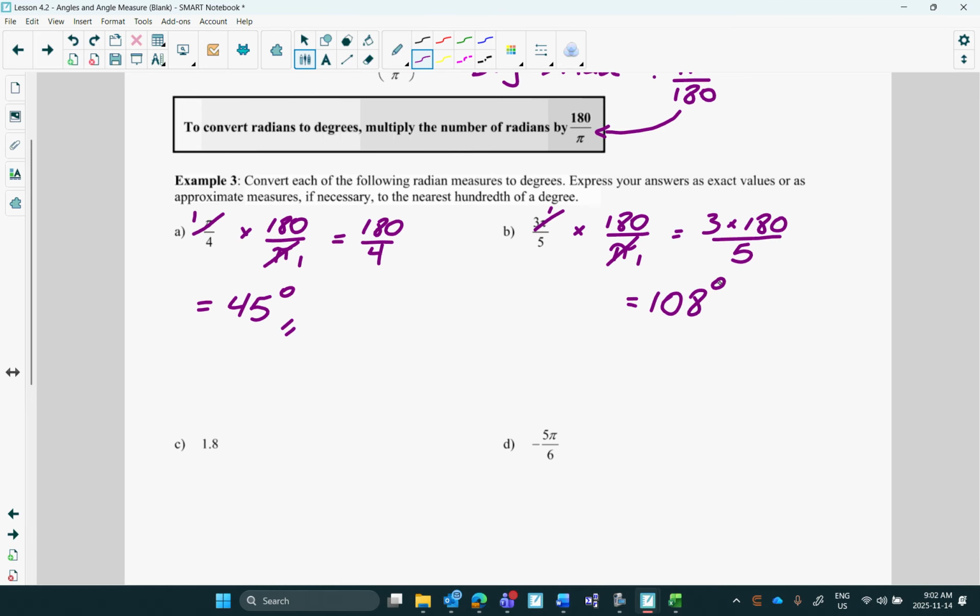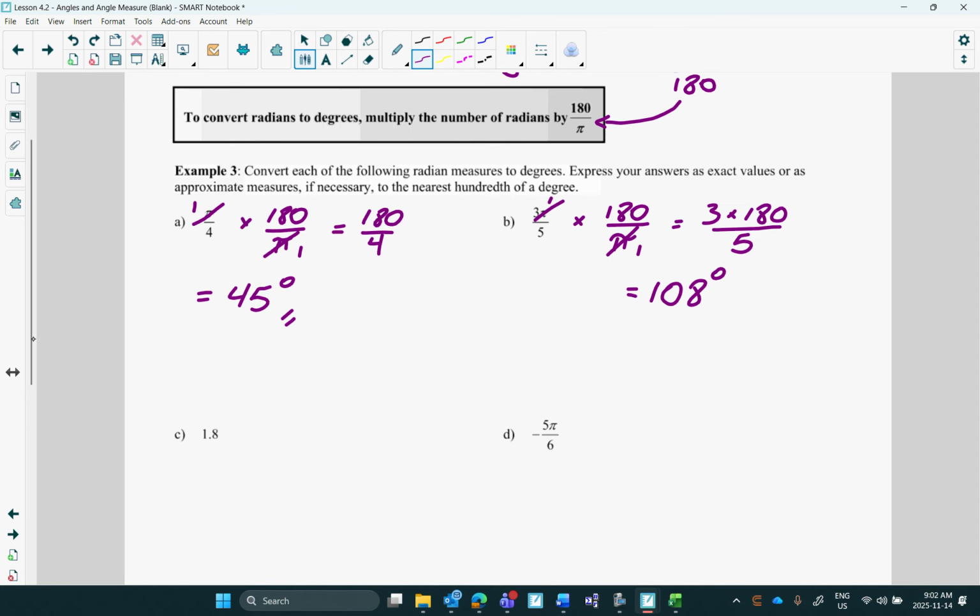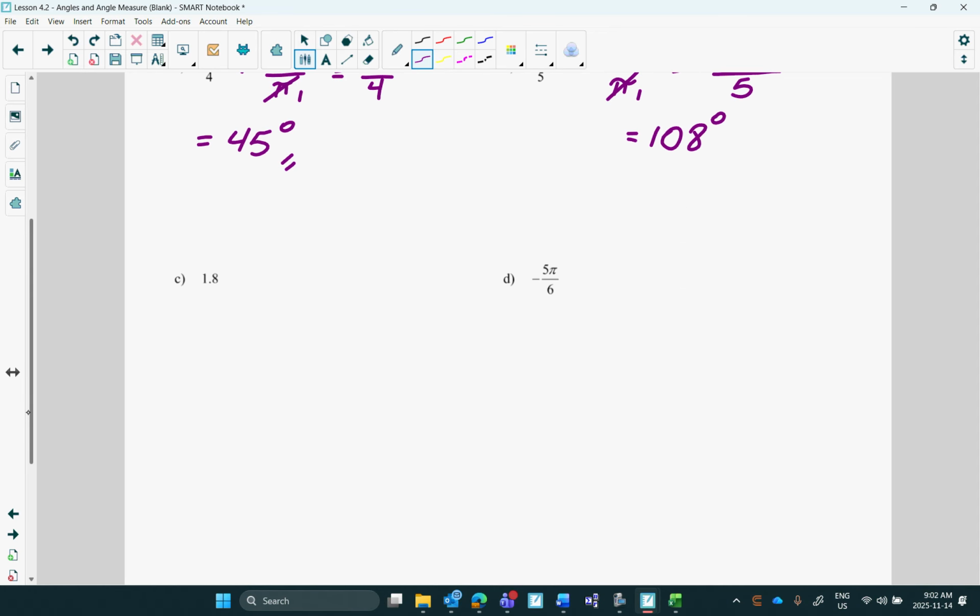This next one, we're given the radians not with pi in it, but just as an approximate, or just 1.8 radians. So this one would just be a straight calculator question. You just do 180 times 1.8, divide that answer by pi, and I believe I said nearest hundredth, so 2 decimal places will give you approximately 103.13 degrees.